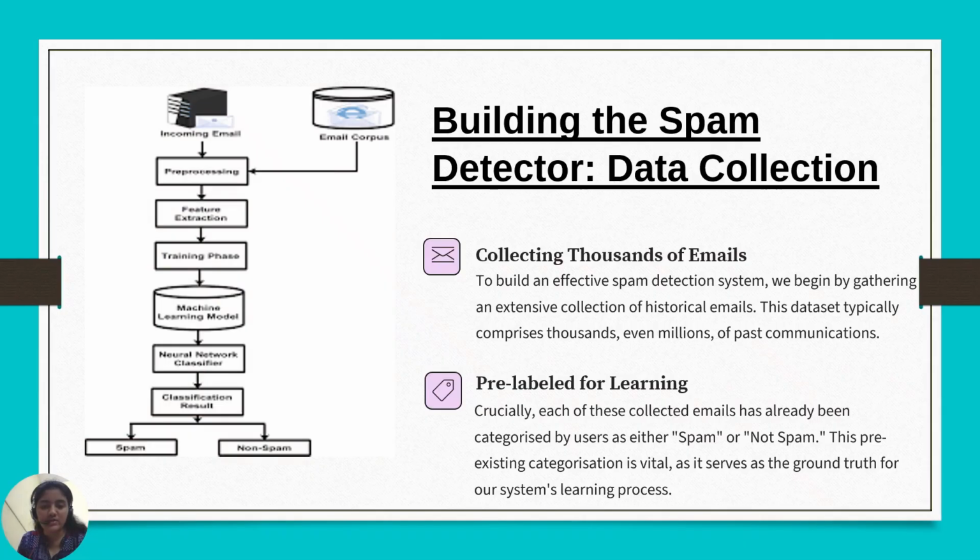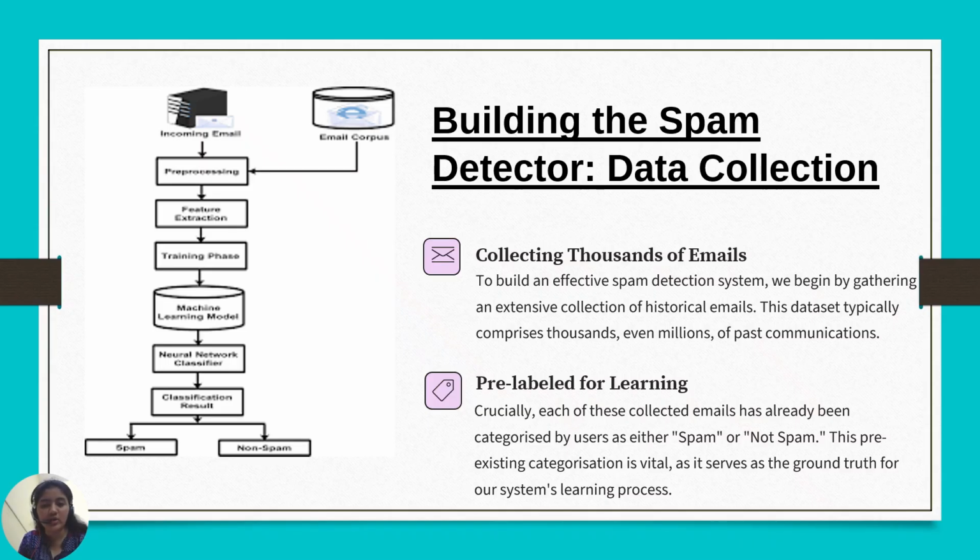Building the spam detector: data collection. To build an automatic spam detection system, the first step is data collection. Here, a large number of past emails are collected. This dataset may contain thousands or even millions of emails that users have already received earlier.